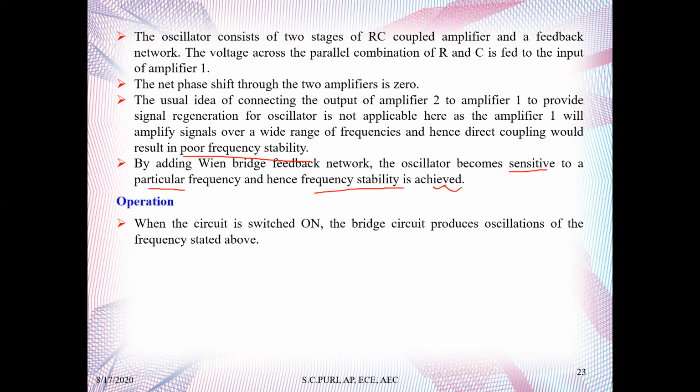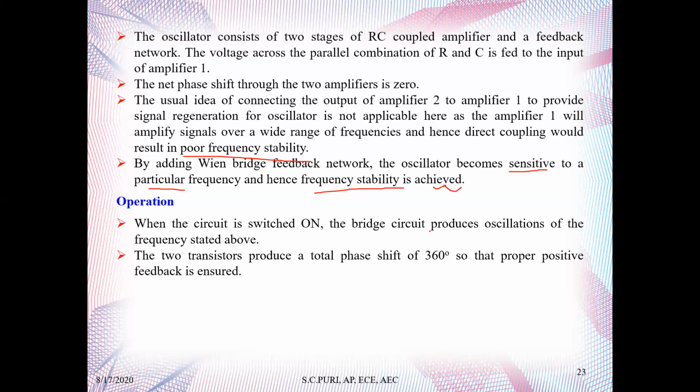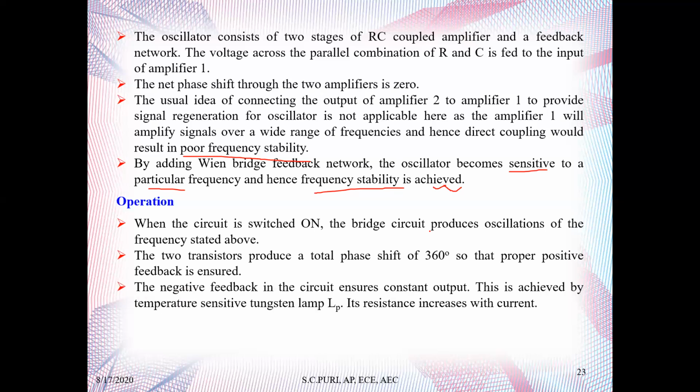Coming to the operation, when the circuit is switched on, the bridge circuit produces oscillation of the frequency stated above. The two transistors produce a total phase shift of 360 degrees, as has been told, so that proper positive feedback is ensured. The negative feedback in the circuit ensures constant output. This is achieved by the temperature sensitive tungsten lamp LP.